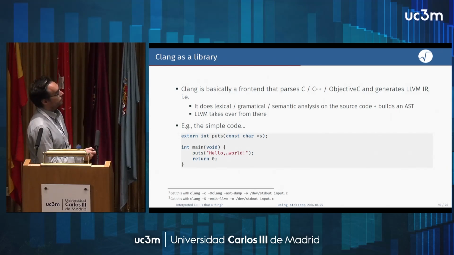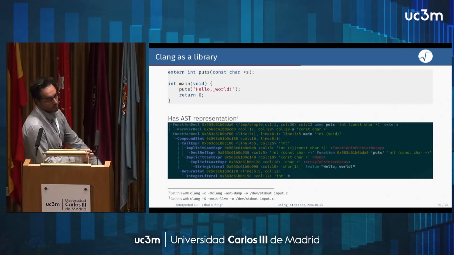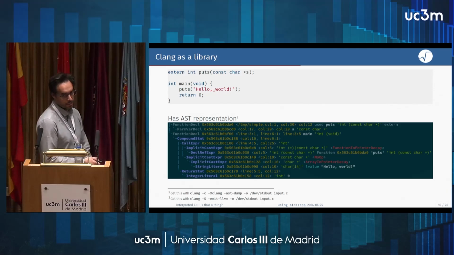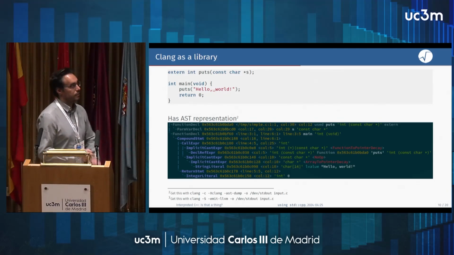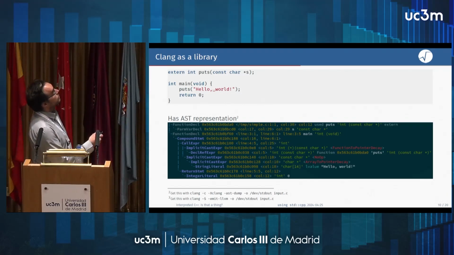So we have this simple source program. Note that to avoid adding too many declarations because of including some external header file, I just declared puts manually here as an external linkage symbol, and then we call it with some string. If you run Clang as follows, using this command line here, you get the AST representation. As I briefly mentioned before, the AST is a tree that represents the grammatical structures that you find after parsing the input program.